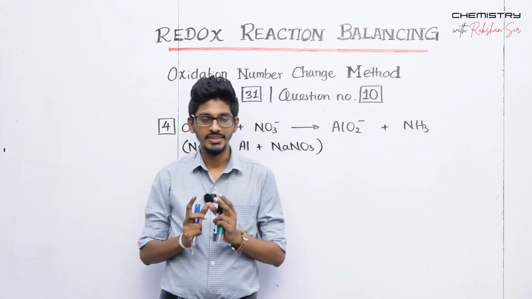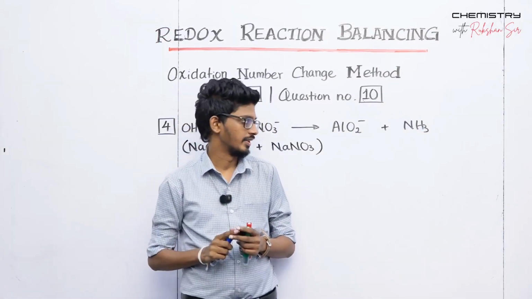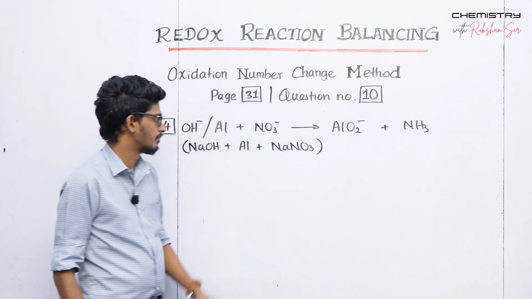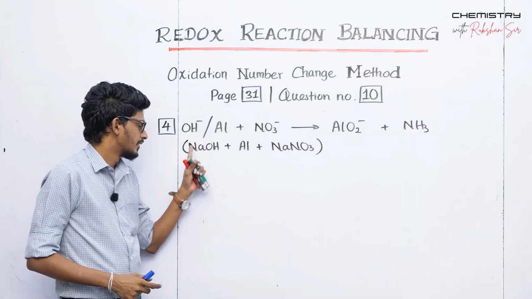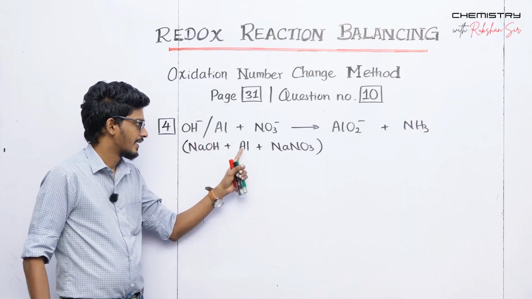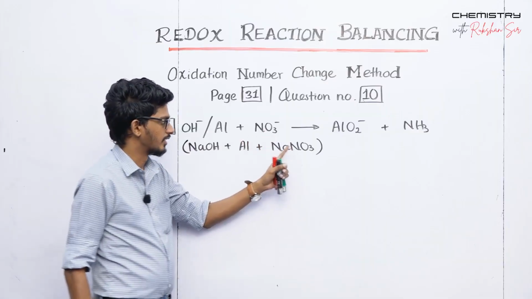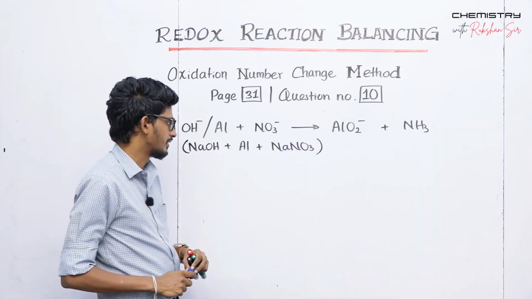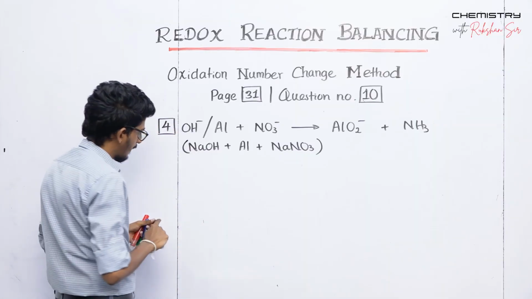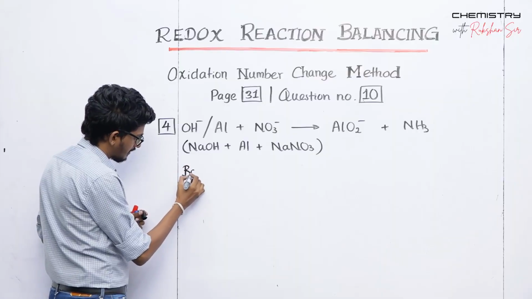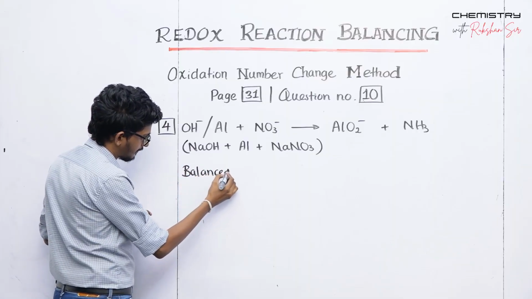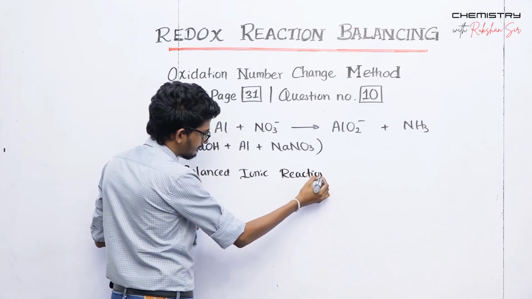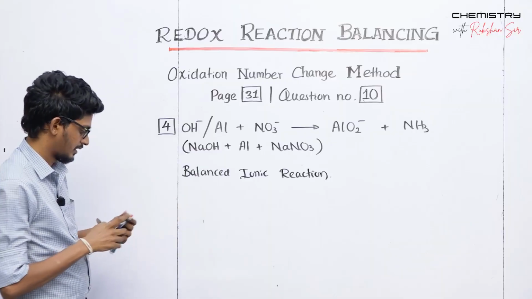Okay, let's try to solve question number 4. This one is the reaction. In basic medium, aluminium is reacting with NO3 minus ions to provide OH minus ions. The medium NaOH is used, aluminium provides the aluminium, and NO3 minus ions are provided by sodium nitrate. Let's try to write this one. First of all, we are supposed to come up with the balanced ionic reaction. Let's write it.